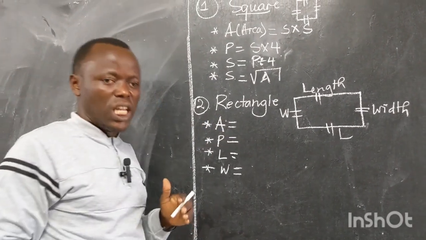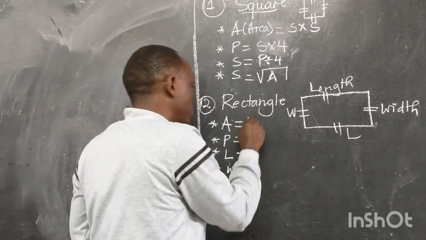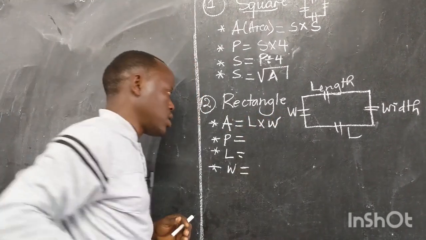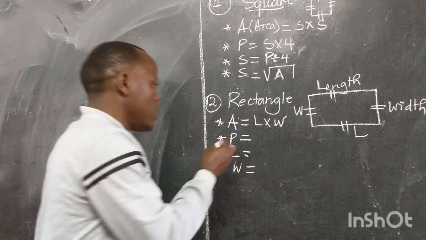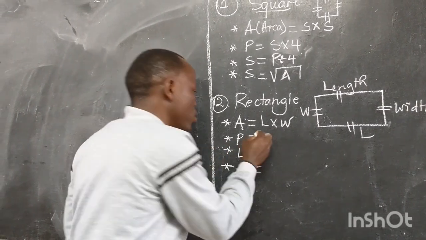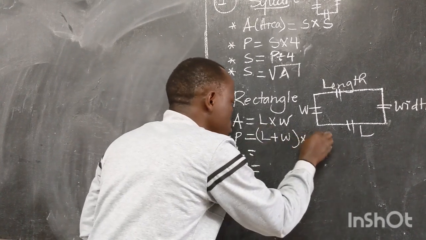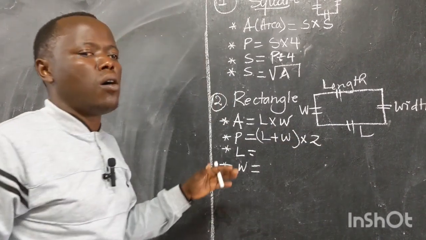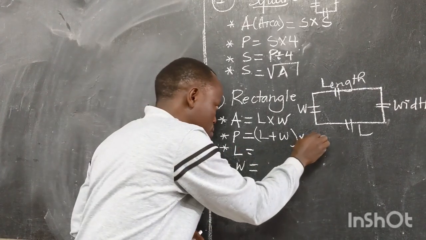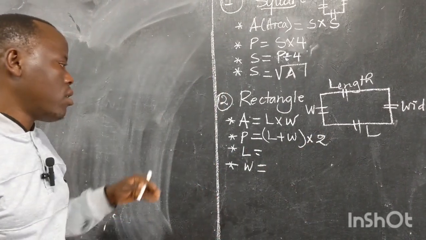How do we calculate the area of a rectangle? Area is equal to length times width. And we have also perimeter. Perimeter of a rectangle is equal to length plus width, times 2. Yes, that is the formula of a rectangle.